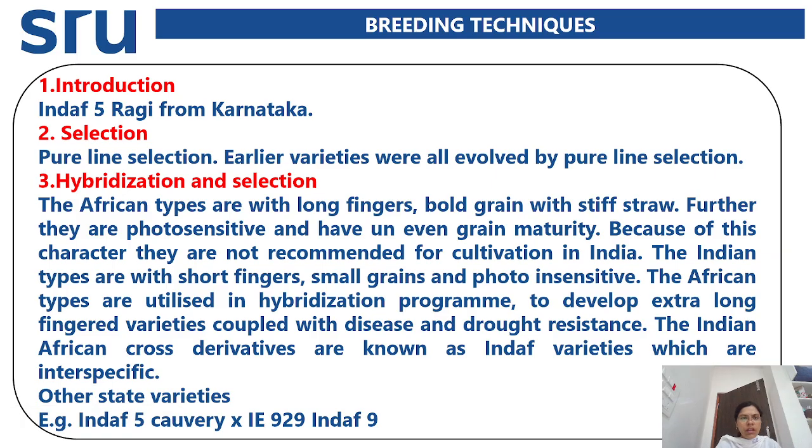So here we have two different types of ragi, that is African types and Indian types. The African types have long fingers and bold grains, but they are photosensitive, so they are not mostly used. They are used only in the hybridization purpose for transferring the long fingers with the bold grain types, and the Indian types have short fingers, small grains, and photoinsensitivity. The cross between these African types and Indian types are called Inda types.